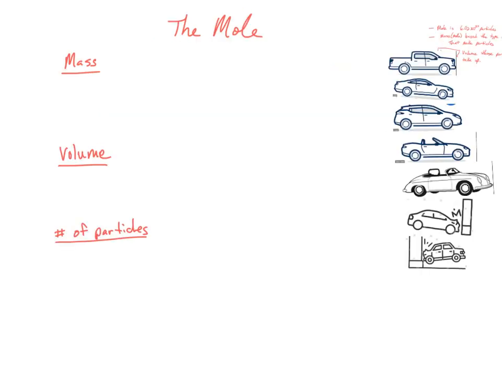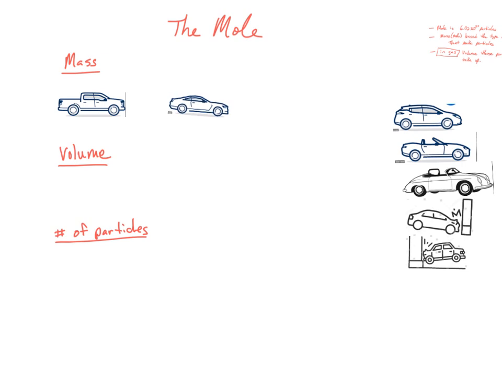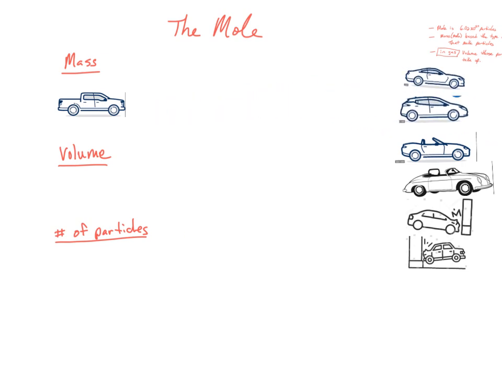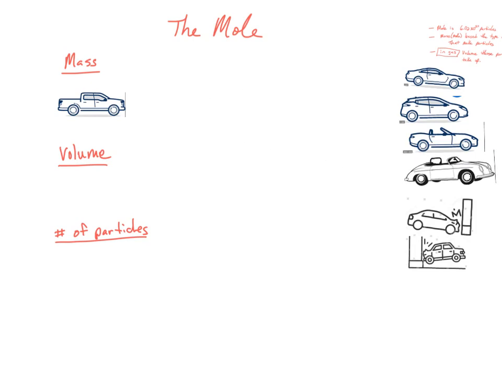All right, let's connect this with something that's a little bit more familiar. Let's pretend that atoms are like cars. So let's just pull this truck out here. So you'd agree that the mass of the truck is going to be different than the mass of any of these cars. Each type of car would have its own mass. So we have the weight of one truck. If we had 100 trucks, we just multiply that mass by 100, and that would give us the mass of 100 trucks.